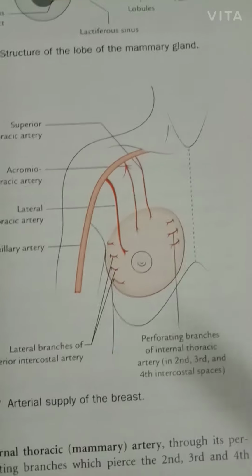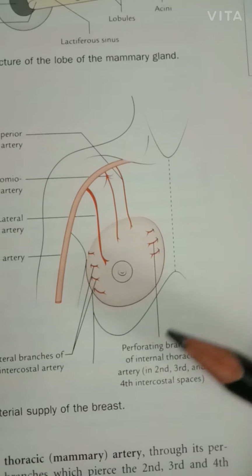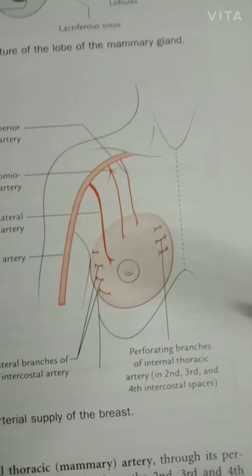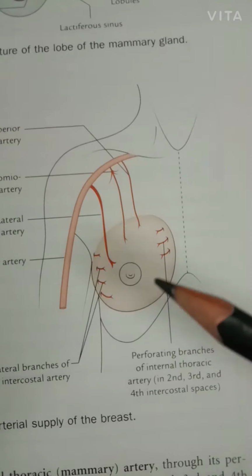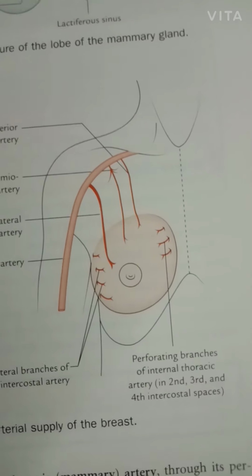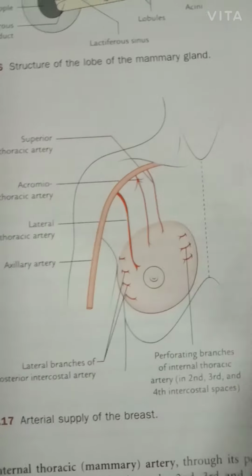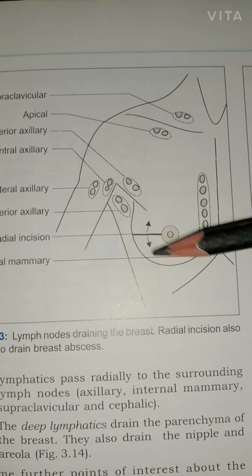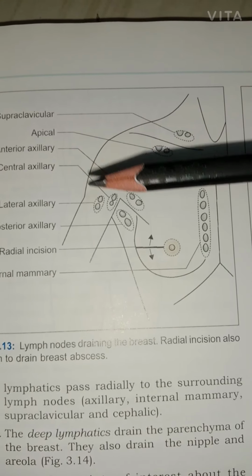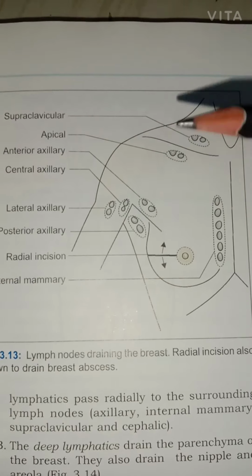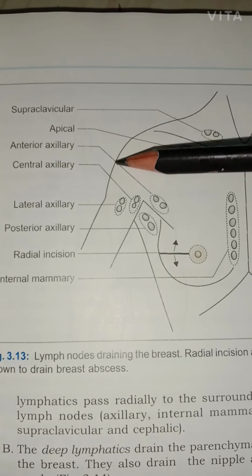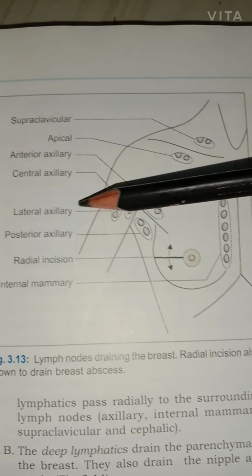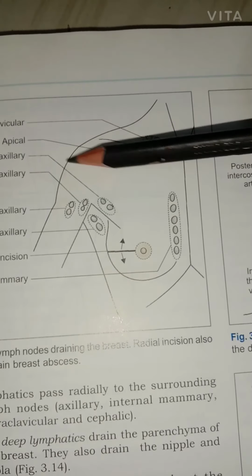Then the lymphatic drainage. The lymphatic drainage of the breast assumes great importance to the surgeon, because carcinoma of the breast spreads mostly along the lymphatics to the regional lymph nodes. So let's see the lymphatic drainage. The lymph from the breast is drained into the following types. First, the axillary lymph nodes. Here you can see the axillary lymph nodes, which are divided into the central axillary, lateral axillary and posterior axillary, this one.